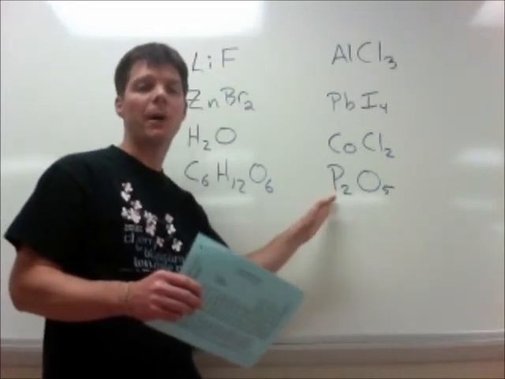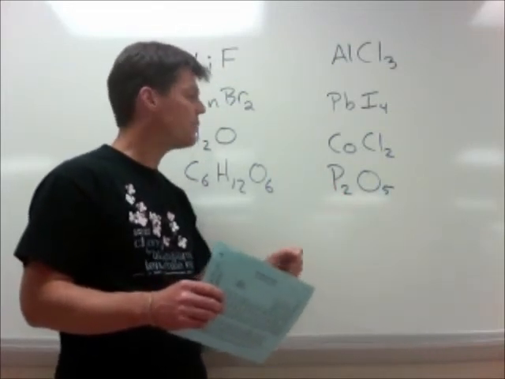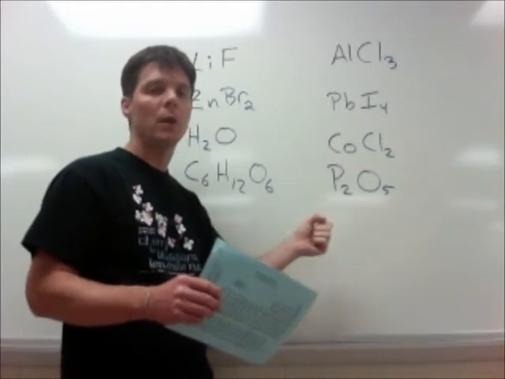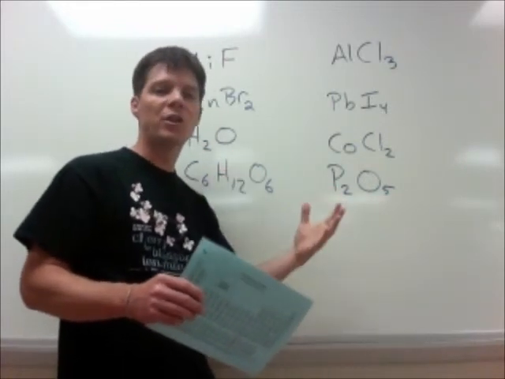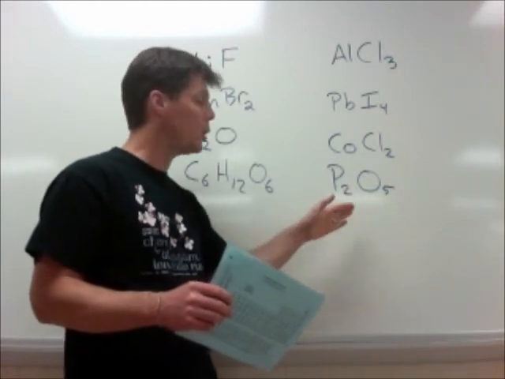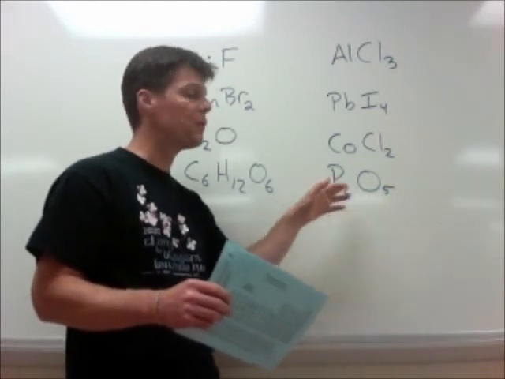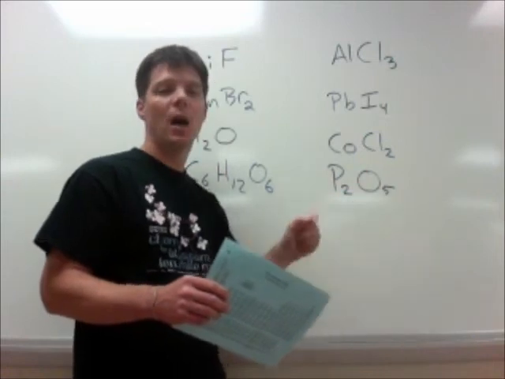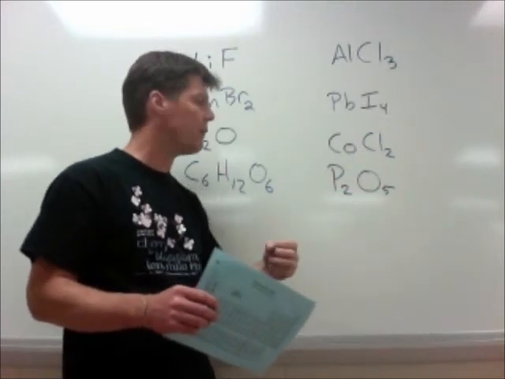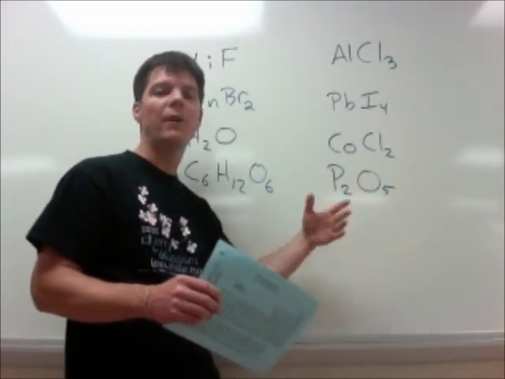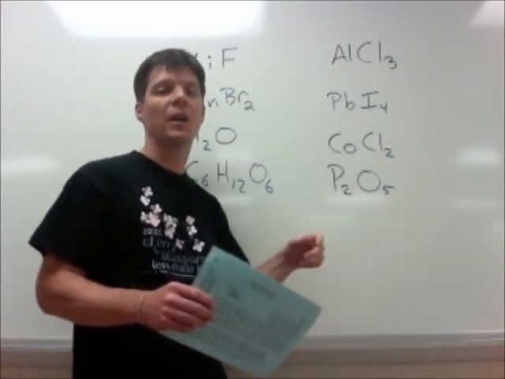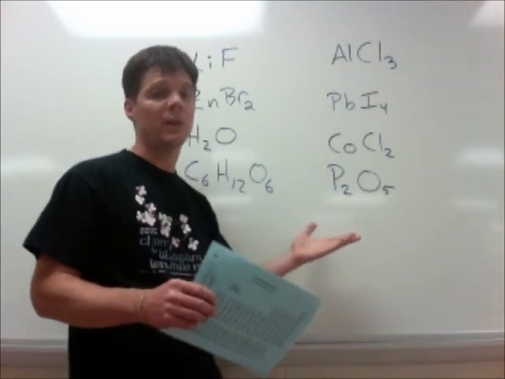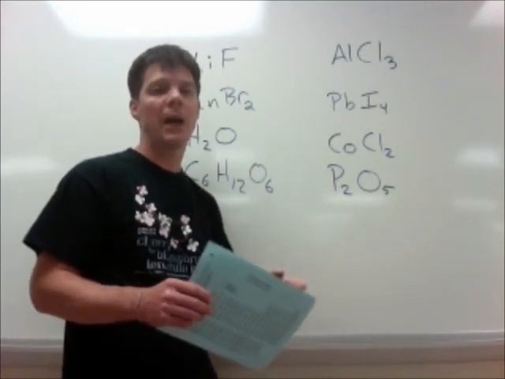Finally, my last compound, P2O5. This is a molecule because it's a nonmetallic element with a nonmetallic element. The ratio here is in one molecule, I have 2 atoms of phosphorus and I have 5 atoms of oxygen. So again, I have in one molecule of P2O5, I have 7 total atoms. 2 are phosphorus, 5 are oxygen. The name for this compound would be diphosphorus pentoxide.